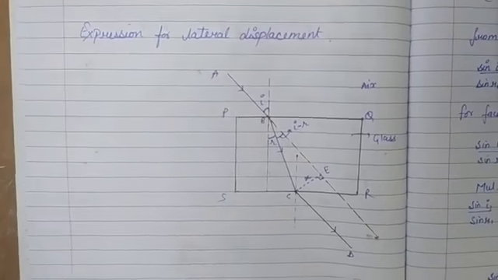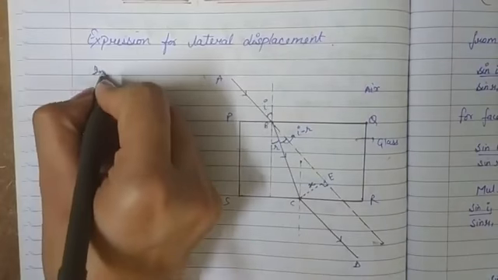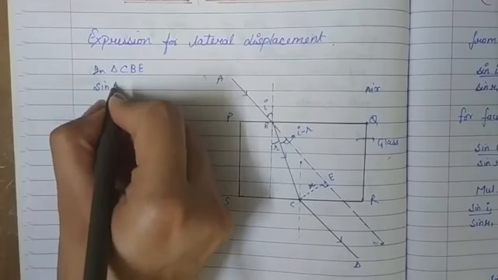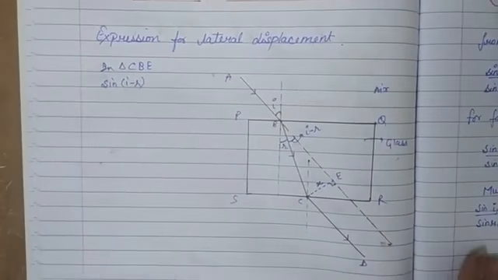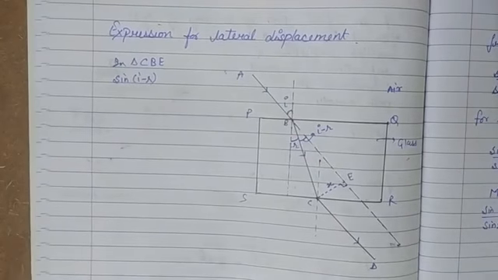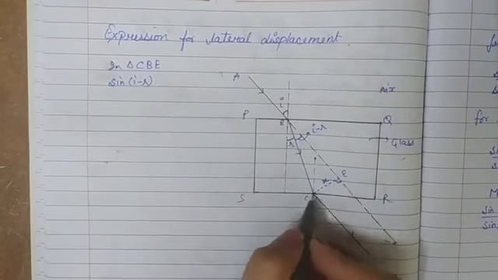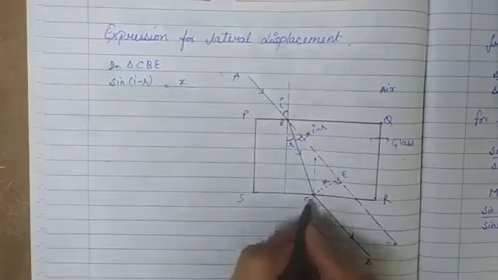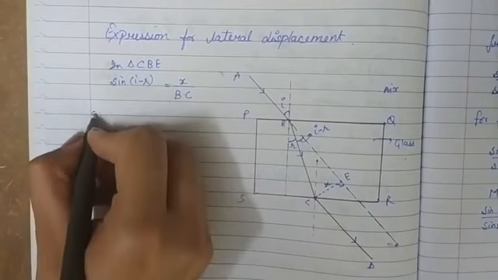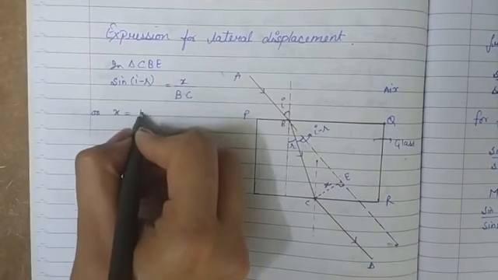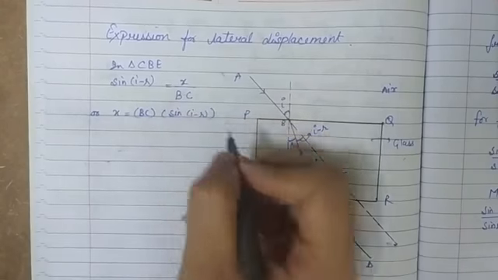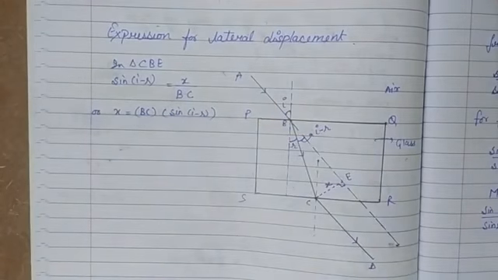So in this triangle CBE, sine of I minus R I am trying to calculate. Sine is perpendicular upon hypotenuse. So for this angle, perpendicular is x and hypotenuse is the length BC. Sine I minus R is x upon BC, or from this we can get x is equal to the length BC into sine I minus R. So now I have to calculate these two terms to find x.